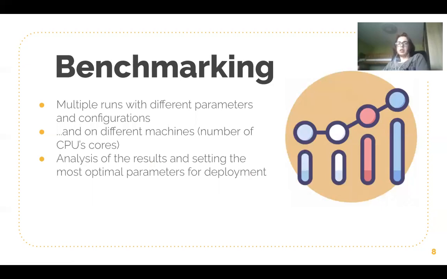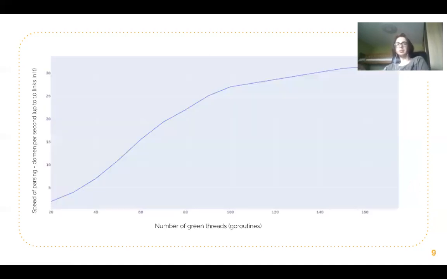Also, we benchmarked our crawler by multiple runs with different parameters and configurations on different machines, and then analyzed the results that we got. This is the first version of it. On the vertical axis, there is the speed of parsing in domains per second. On the horizontal axis, the number of coroutines or green threads.